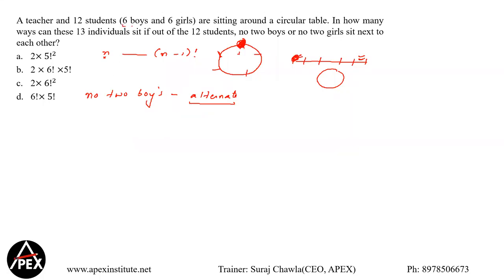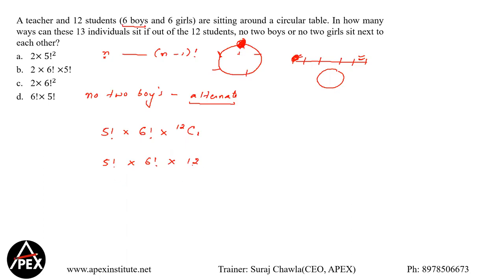So let's assume I'm arranging 6 boys first. So 6 boys can be arranged in circular fashion in 5 factorial ways. Now, the minute I'm arranging 6 boys, I will have 6 places. In those 6 places, I'll arrange 6 girls in 6 factorial ways. Now, if 12 people are sitting, there will be 12 places. Out of 12 places, I can choose any one place for the teacher to sit. So this becomes our answer, guys. Is this clear? So you get this as 5 factorial into 6 factorial into 12.